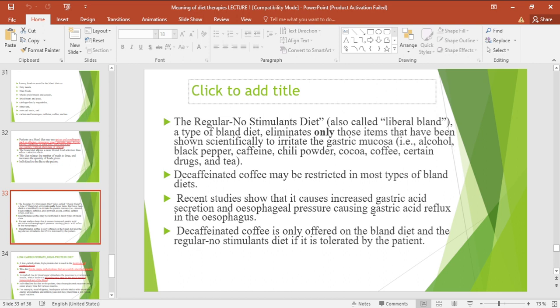Recent studies have also shown that it causes increased gastric acid secretion and esophageal pressure, and this may cause gastric acid reflux in the esophagus. The decaffeinated coffee is only offered on the bland diet and the regular no stimulants diet if it is tolerated by the patient. But if the patient shows any signs of intolerance, then you have to stop it immediately.